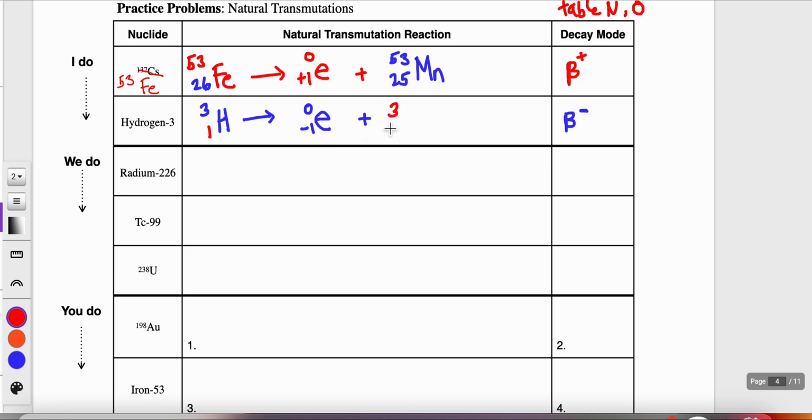So whatever number I put here plus the -1 needs to add up to 1. So if I put an atomic number of 2, 2 plus -1 leaves me with 1. So my new atom has an atomic number of 2, or 2 protons. So when I go and look on the periodic table, the atom that has an atomic number of 2 is He.